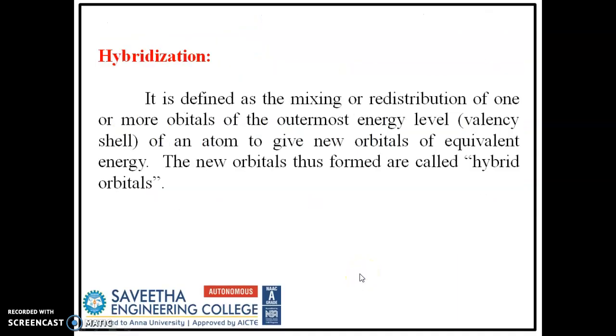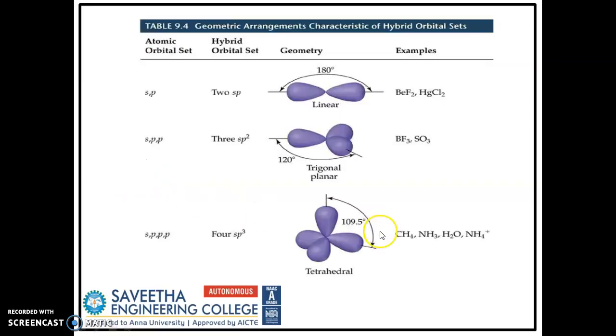The basic concept is hybridization, and it is defined as the mixing or redistribution of one or more orbitals of the outermost energy level, that is the valence shell of an atom, to give new orbitals of equivalent energy. These new orbitals thus formed are called hybrid orbitals. This table clearly depicts the number of valence shell electron pairs, the geometry, and their example.